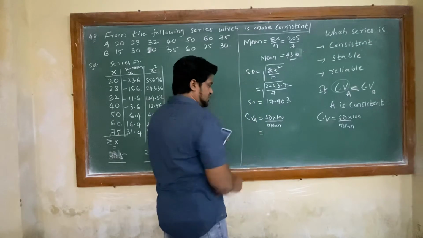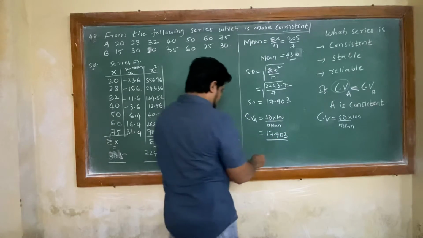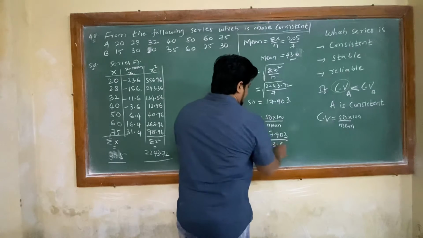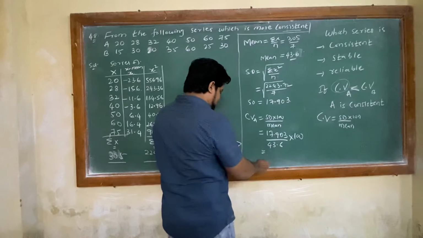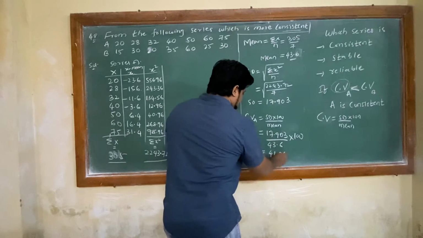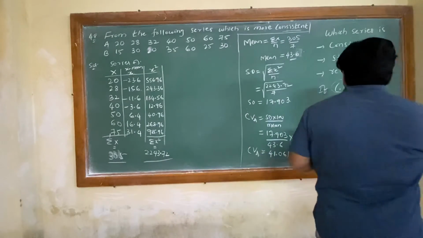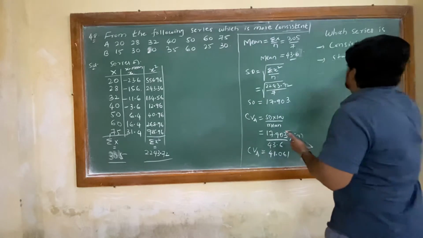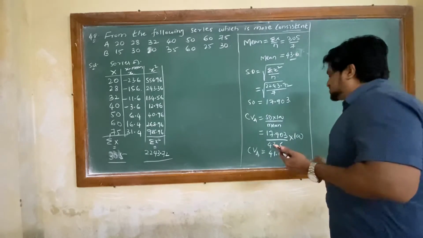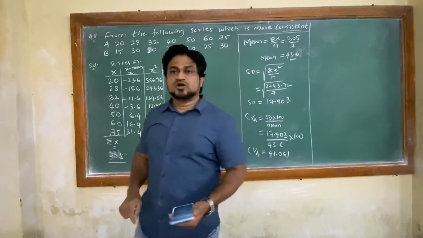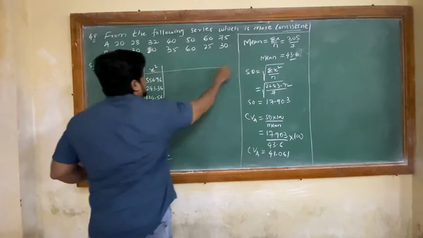We have to find coefficient of variance. So standard deviation value divided by mean value, mean is 43.6, into 100. If you multiply this by 100 and divide by 43.6, we will get 41.061 for coefficient of variance of A. Now see, to check stability or to check consistency, what we have to do? First series A, these three terms. Then same thing for series B.